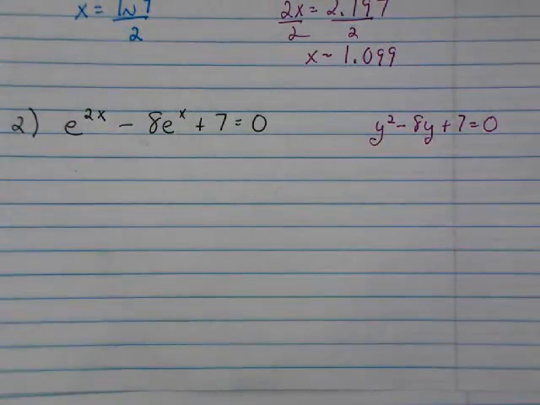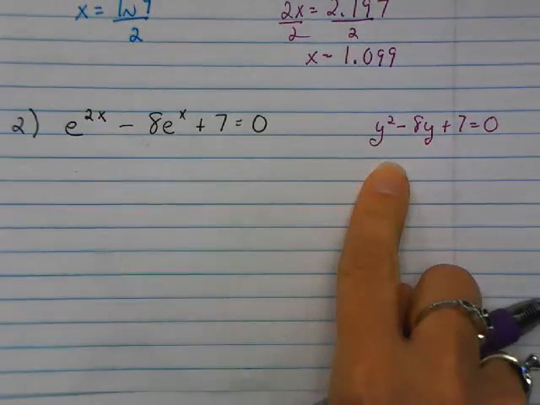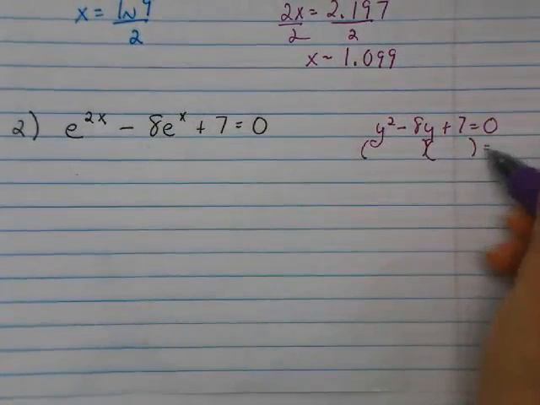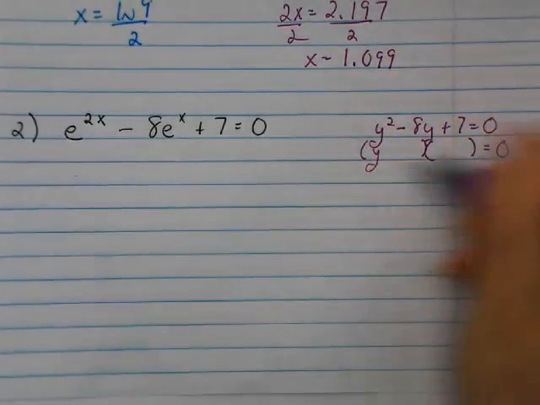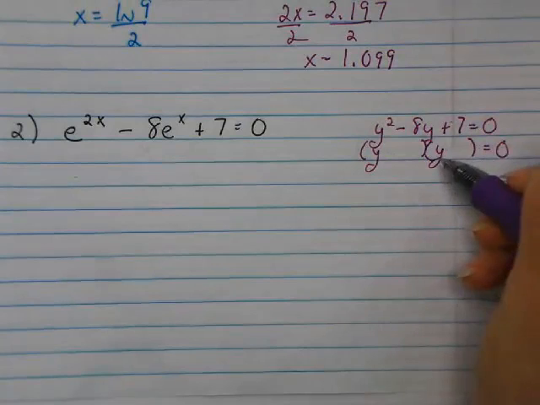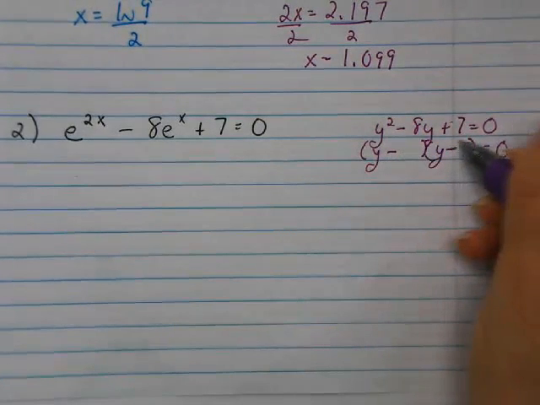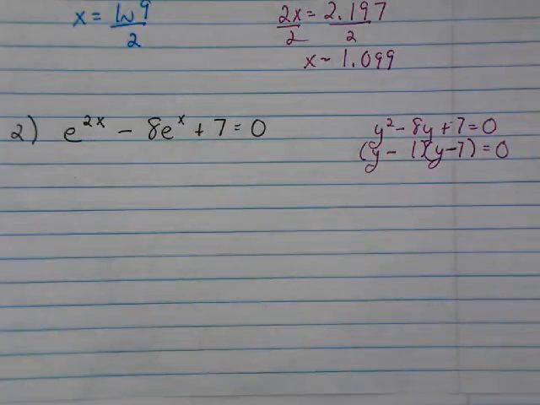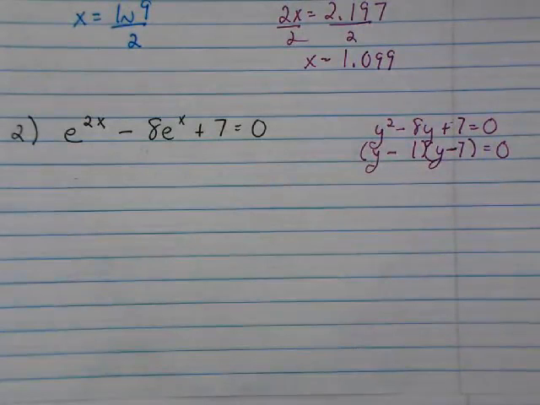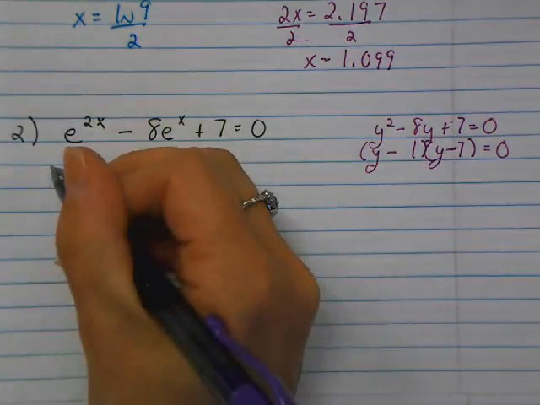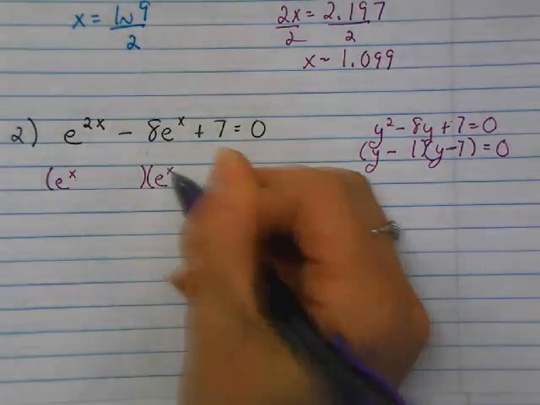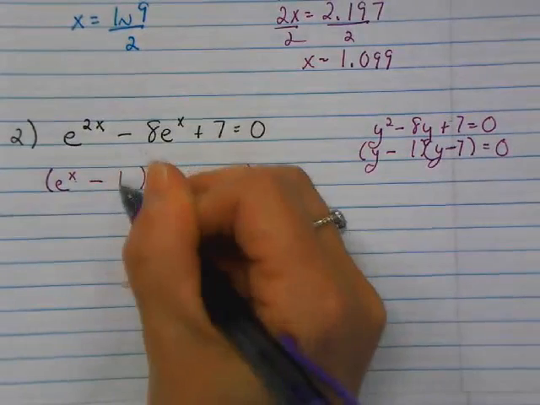You'd say, oh, I know what to do. And it would be to factor it. And you would have y and y. The last term is positive, so it's either a plus plus or a minus minus. And I choose minus minus, 7 and 1. Okay? Let's take this and apply it over here. So I'm going to have e to the x and e to the x minus 1 minus 7 equals 0.